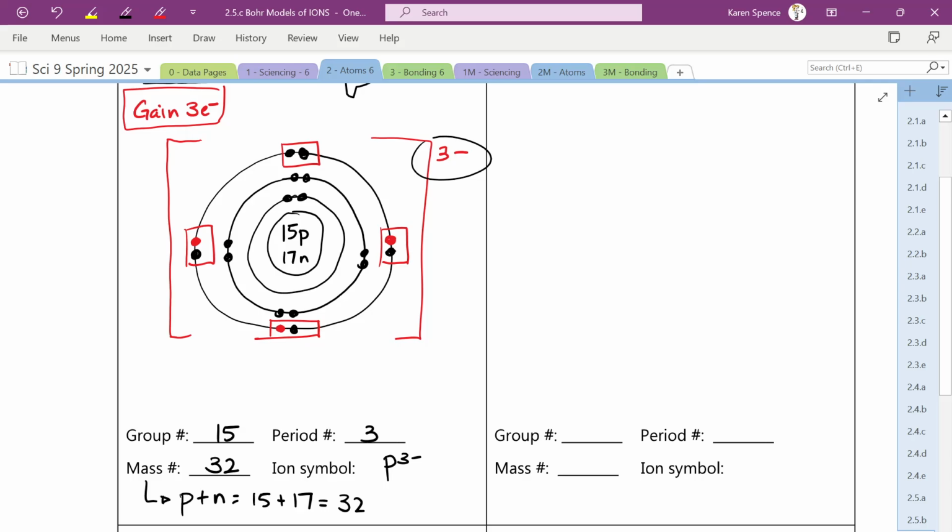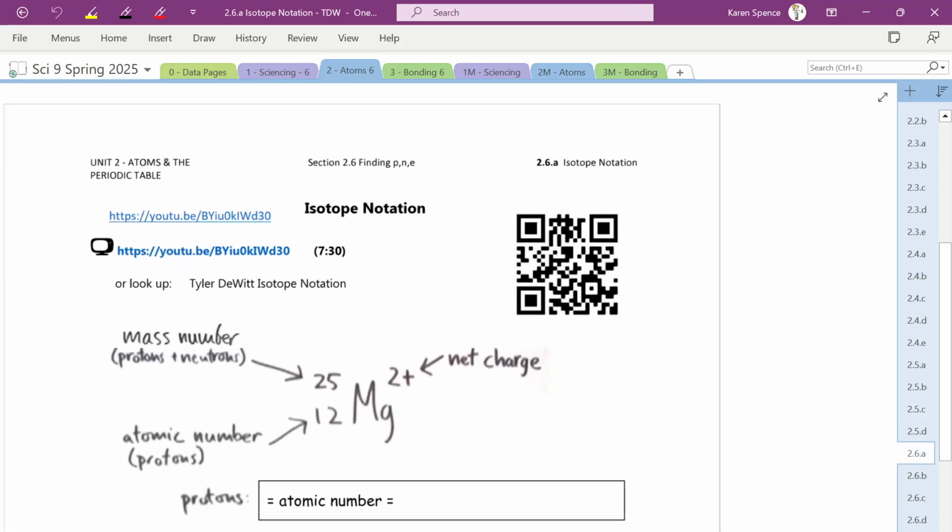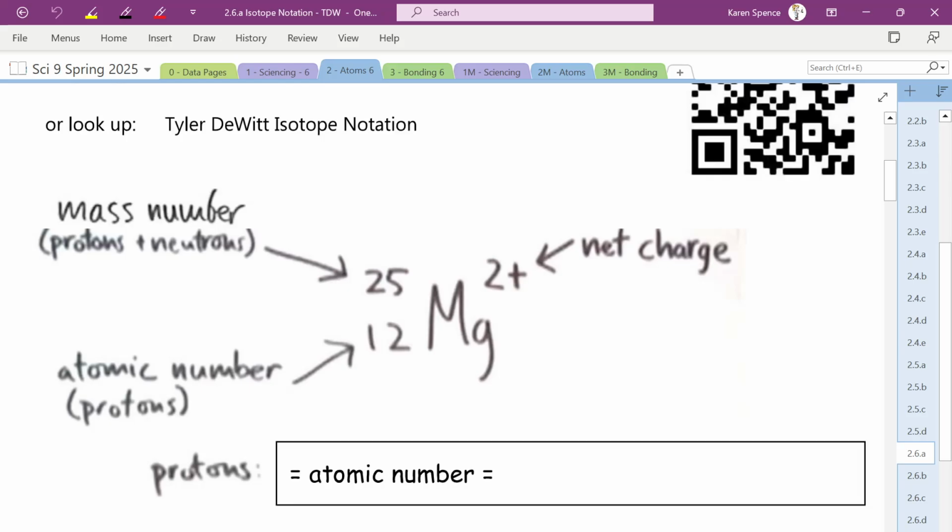There's one last skill I need to teach you, and that's how to figure out the number of electrons if I just give you the charge and the number of protons. So let's quickly go to page 107.